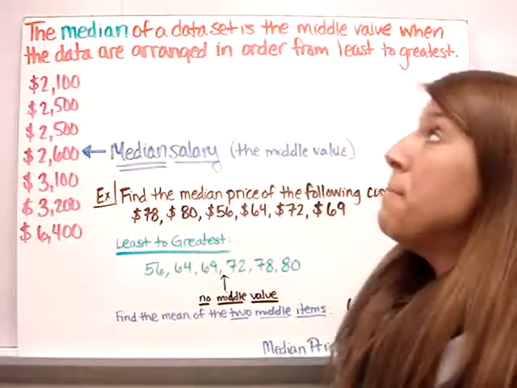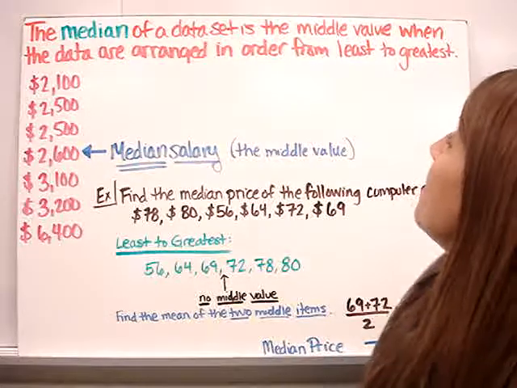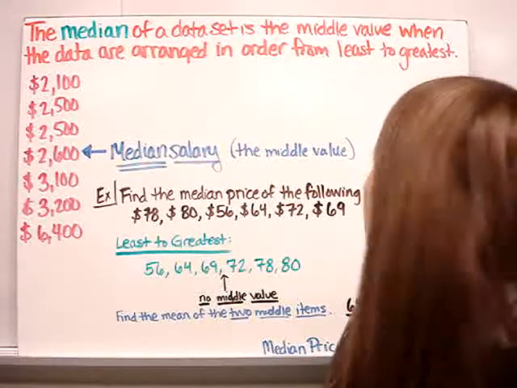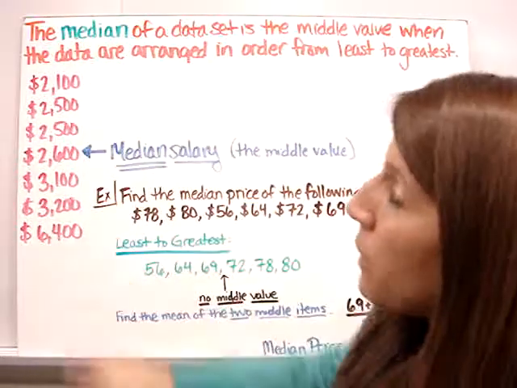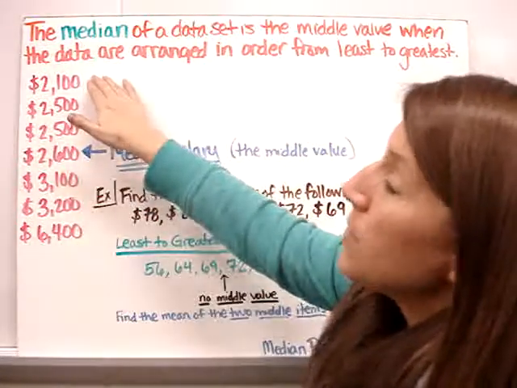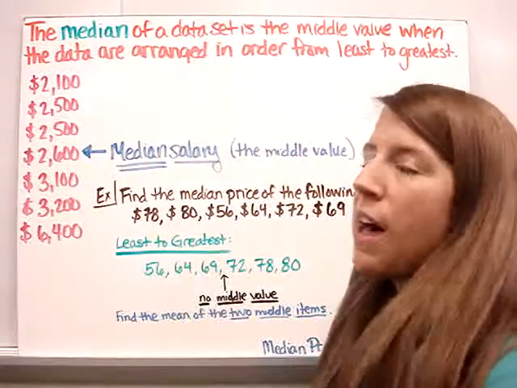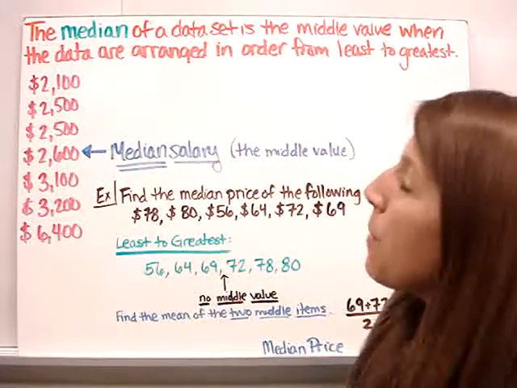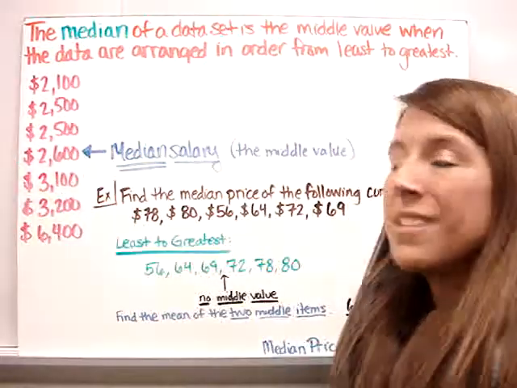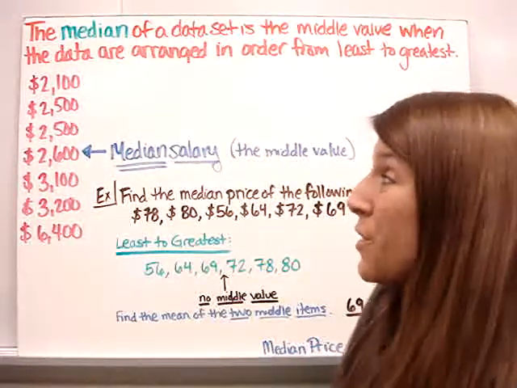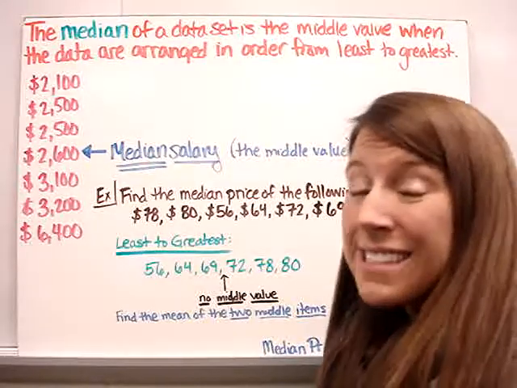Now, the median of a data set is the middle value when the data are arranged in order from least to greatest. So I have rewritten those data values. The lowest value is at the top this time, and the greatest value is at the bottom. And the middle value, because there are 7 of them, there is a middle salary. That $2,600 is the median salary.